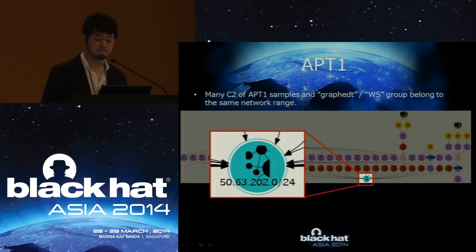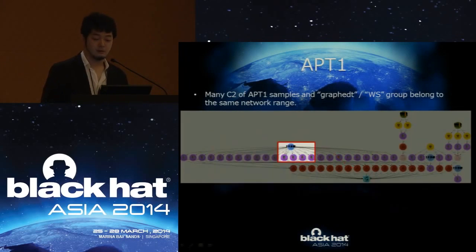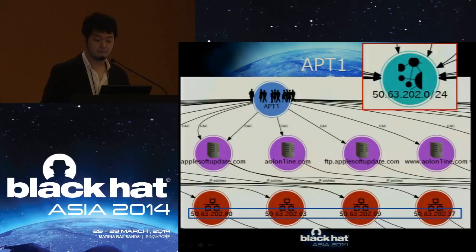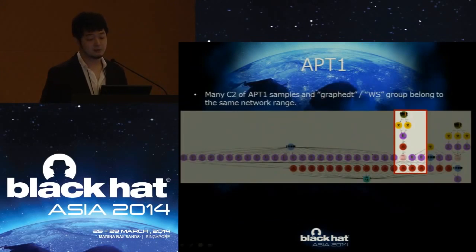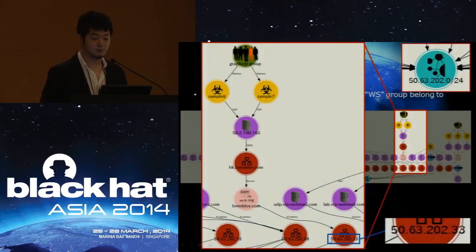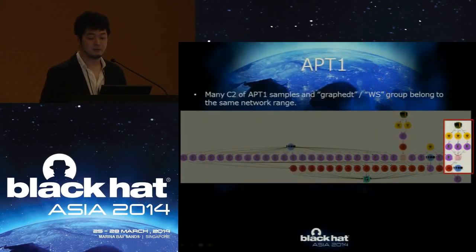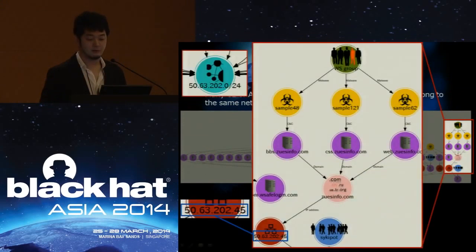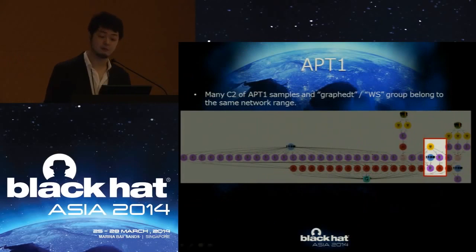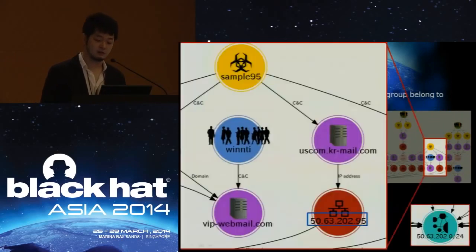This network range. For example, there are many C&C servers of APT1 in the same range, like this, and another. And sample 6 and 7 of the graph edit group also belong to the same network, like this. And some WS group samples also belong to the same network, like this. And some sample 95 also belong to the same network.